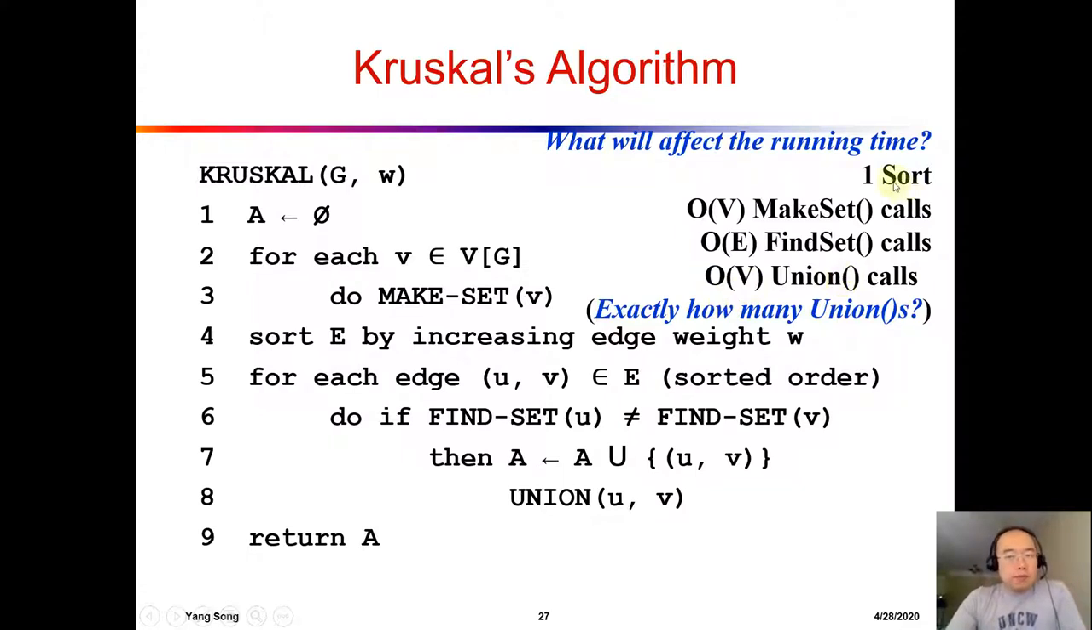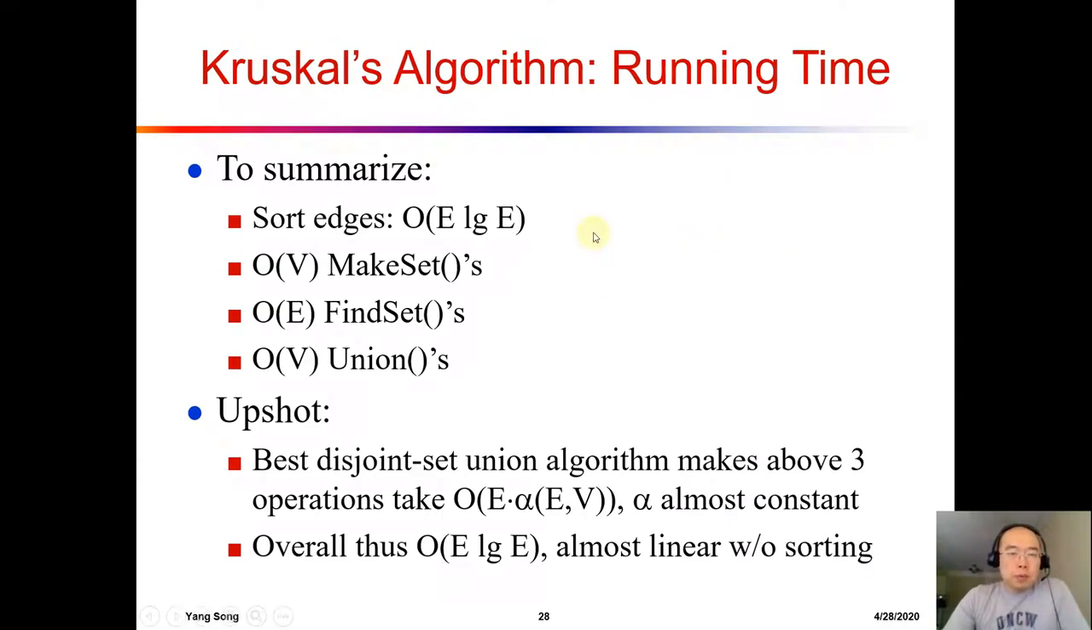The sort, we know, is n log n. And for the make set, find set, and union, our next question will be: those three function calls, how computationally expensive are they? So that's the summary. We are sorting the edges, so that is E log E, and then we have O(V) make set, O(E) find set, and O(V) union. If we somehow can prove that this is the most significant term, then this Kruskal algorithm will be O(E log E).